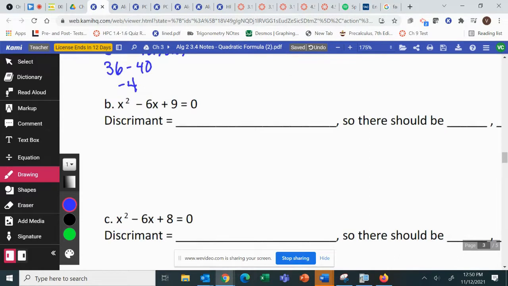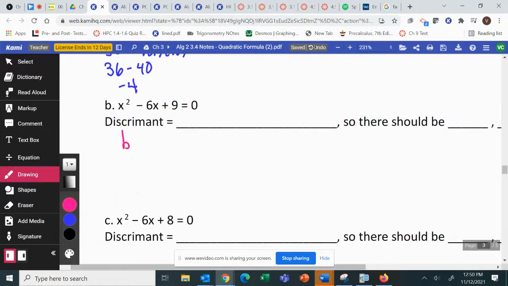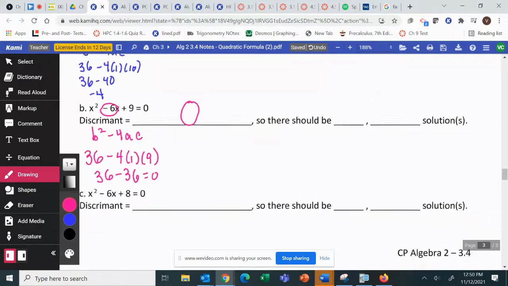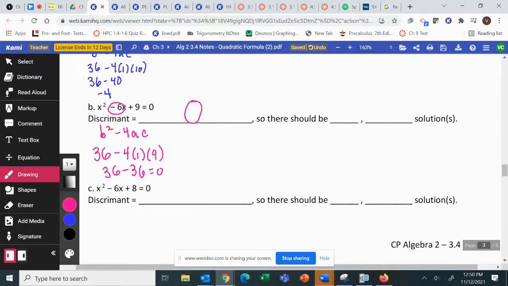All right, the next one. The discriminant is b squared minus 4ac. So my b is negative 6. When I square that, I always get a positive number. Minus 4 times 1 times 9. So I get 36 minus 36, which is 0. In the scenario where the discriminant is 0, how many answers will we have? 1, and it will be a real solution. That would be 1 x-intercept if we were to graph it.